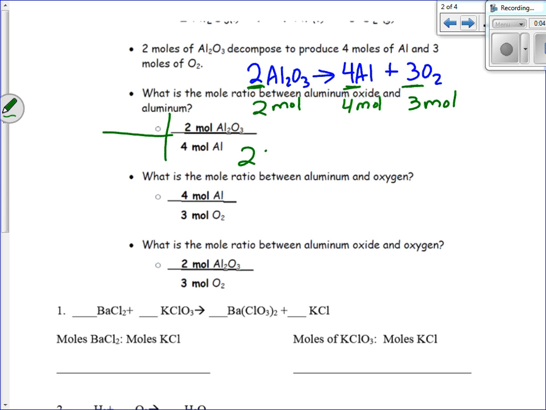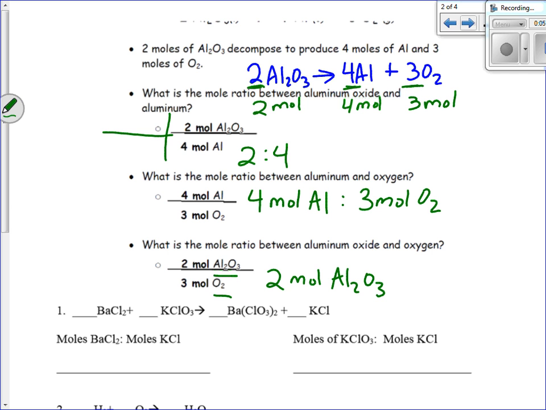2 to 4 would be like so. We have 2 moles of aluminum oxide going to 4 moles of aluminum. Here, the 4 moles of aluminum going to 3 moles of oxygen. They are now comparable. They are a conversion factor. And last but not least, if we're doing aluminum oxide to oxygen, it's going to be 2 moles of Al2O3 to 3 moles of oxygen. This is all based off of the balanced reaction.